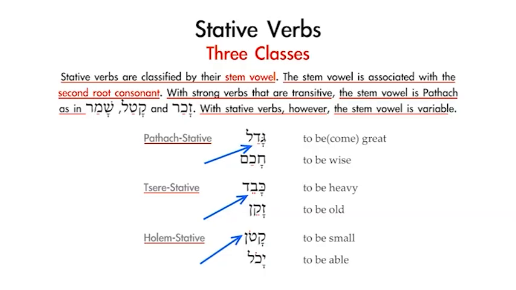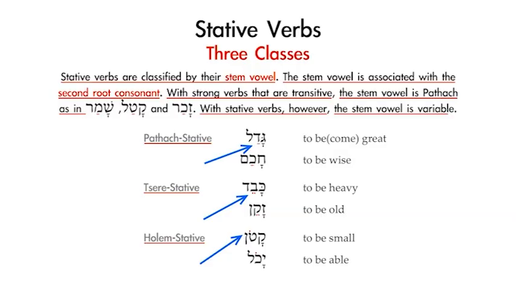In your vocabulary, you'll be able to identify those verbs that are patach, tsere, or holem stative by their stem vowel. Because stative verbs describe a state of being, they're usually translated with a form of the verb to be followed by an adjective. In English, that's how we describe stative realities, a form of the verb to be with an adjective. Hebrew has these stative verbs. One of the ways you'll identify stative verbs in your vocabulary is that they have this to be plus an adjective definition, like we have in these examples: to be or become great, to be wise, to be heavy, to be old, to be small, or finally, to be able.